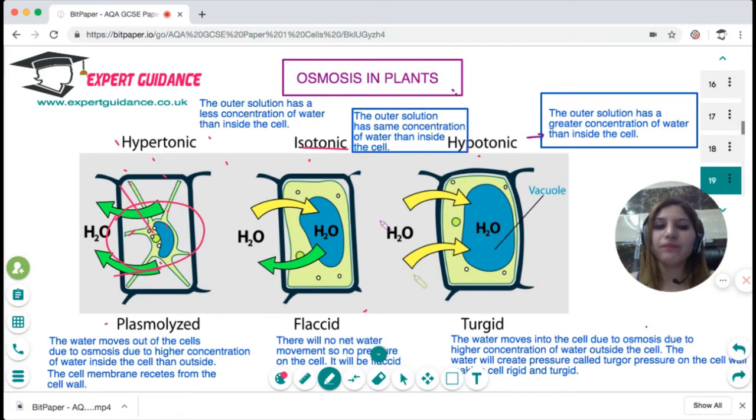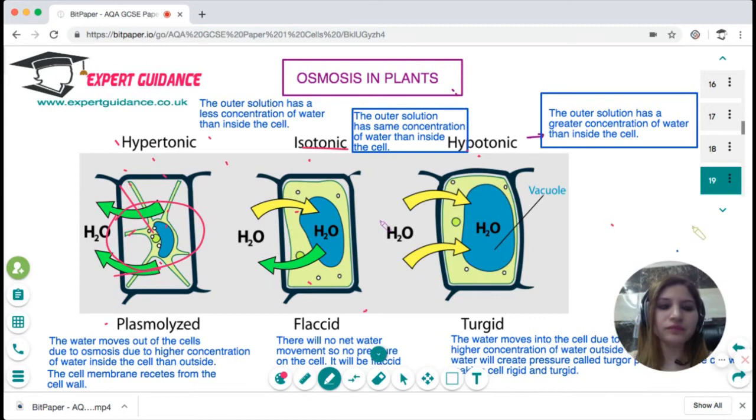in its proper shape. On the other hand, if we place it in an isotonic solution, it will have the same concentration of water outside and inside, so there's no net movement of water. As a result, no pressure will build up and the cell will be soft. So in the plant cell, there are three terms: turgid, plasmolysed, and flaccid, and you need to remember these terms.